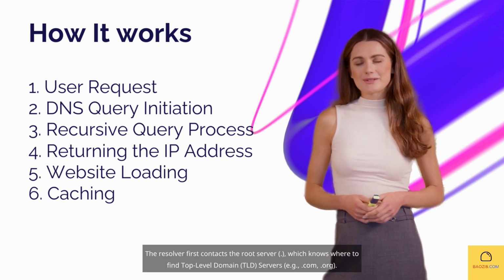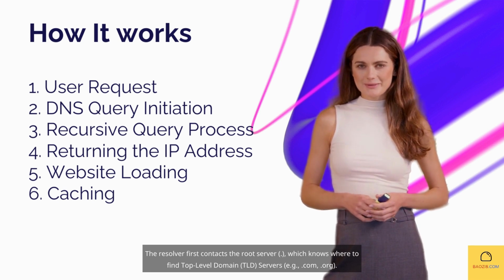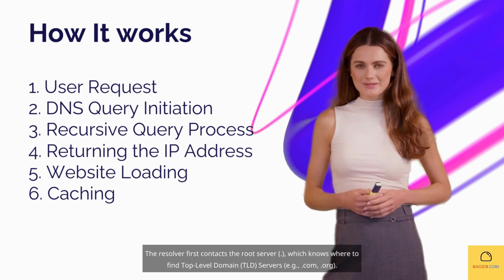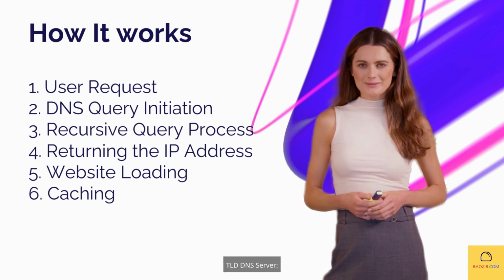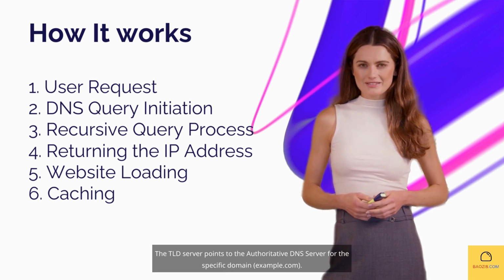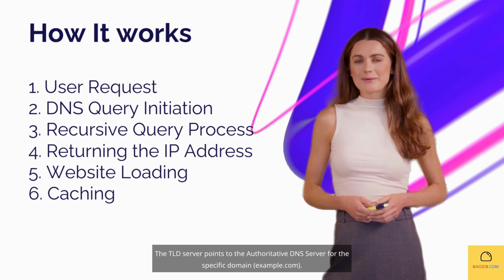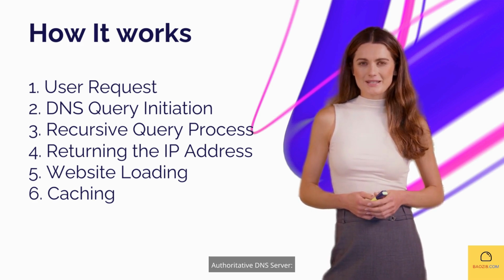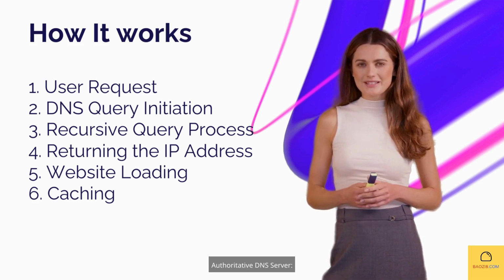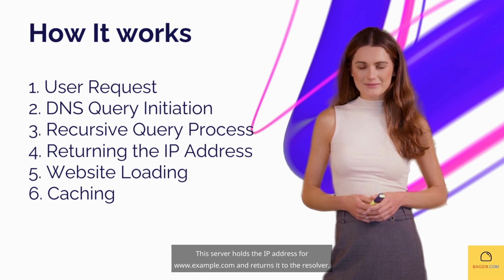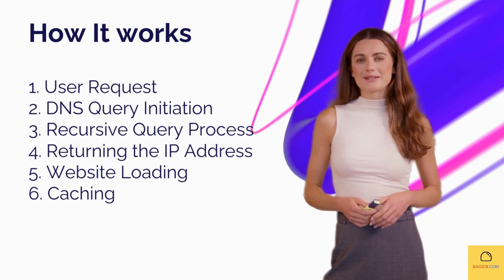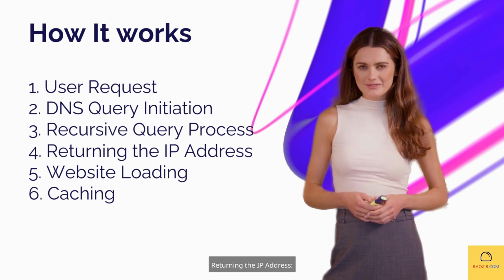The resolver first contacts the root server, which knows where to find top-level domain, TLD, servers, e.g., .com, .org. TLD DNS server. The TLD server points to the authoritative DNS server for the specific domain, example.com. Authoritative DNS server. This server holds the IP address for www.example.com and returns it to the resolver.